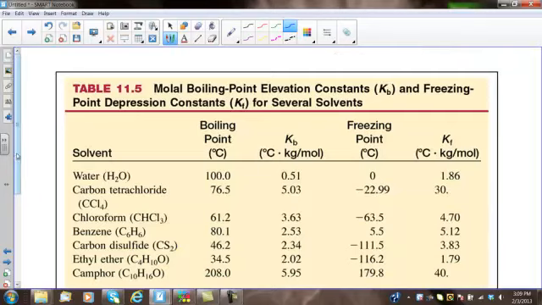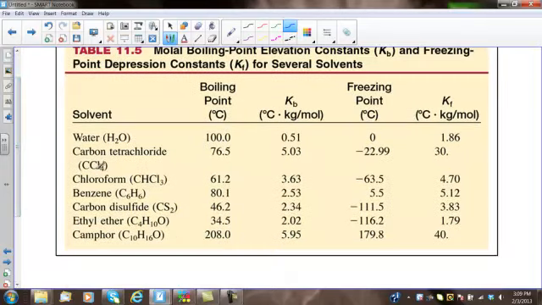Here's a chart that shows you an example of some of the constants. So for water, we know the boiling point's 100 degrees. The boiling point constant is 0.51. Notice the unit, it's degrees Celsius kilograms per mole. Freezing point is 0. The constant is 1.86. And here are some different compounds that you might need in solving some of the homework problems. Now, on a test, they technically can expect you to know the 0.51 and the 1.86. If it's another substance, they would have to supply it in the test question.